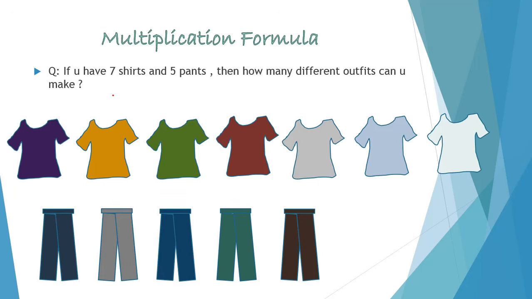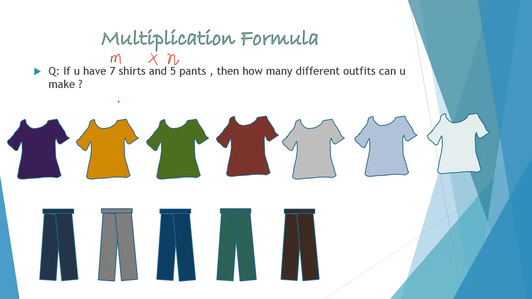Multiplication formula. Consider this scenario. If you have 7 shirts and 5 pants, then how many different outfits can you make? How many possible pairs could you make to wear a different combination each time? This question wants us to figure out all the possible ways or arrangements of two things together. According to the multiplication formula, the total number of arrangements is equal to m into n.